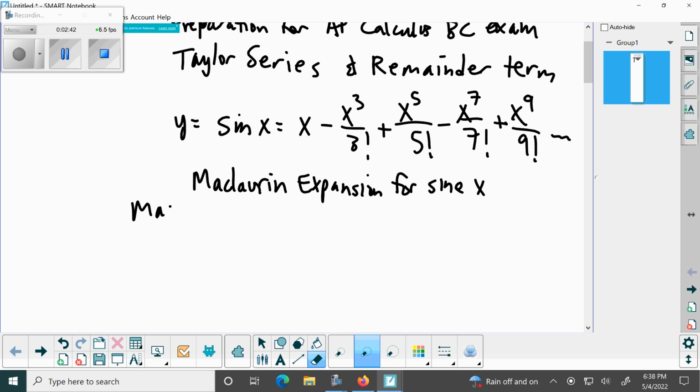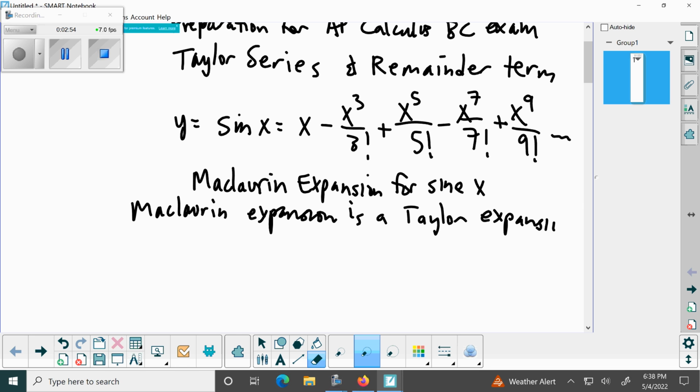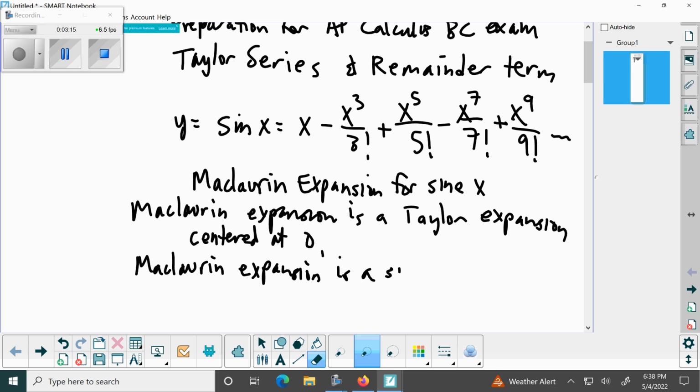A Maclaurin expansion is a Taylor expansion centered at 0. So a Maclaurin expansion is a special case of a Taylor expansion.